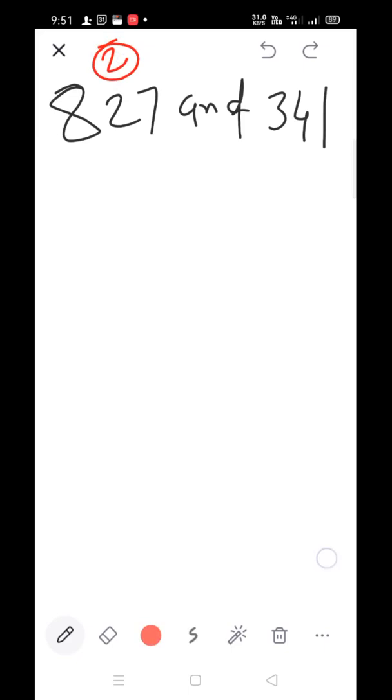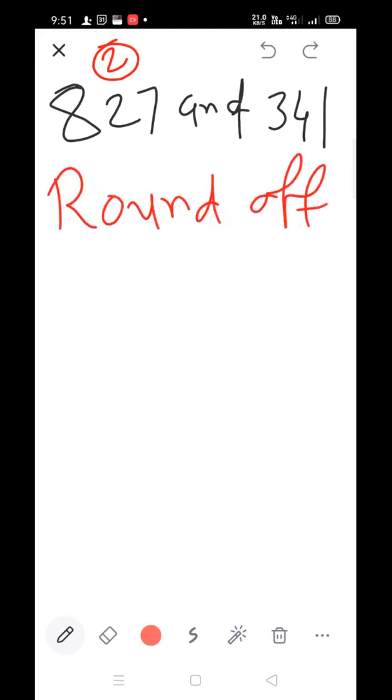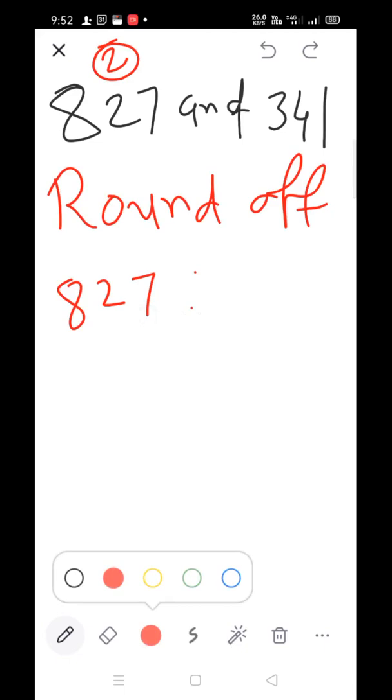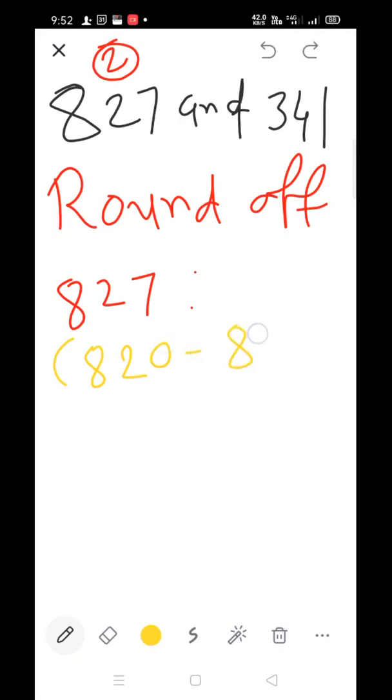What is this? Now first what do we have to do? We have to find out the round off of 827. So first you have to think that 827 is between 820 and 830.